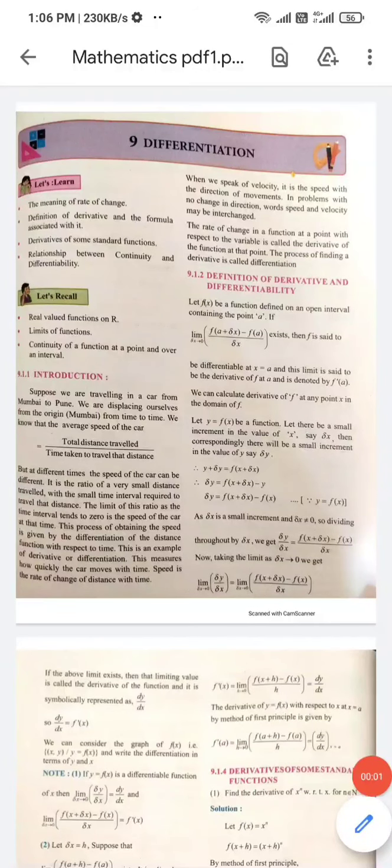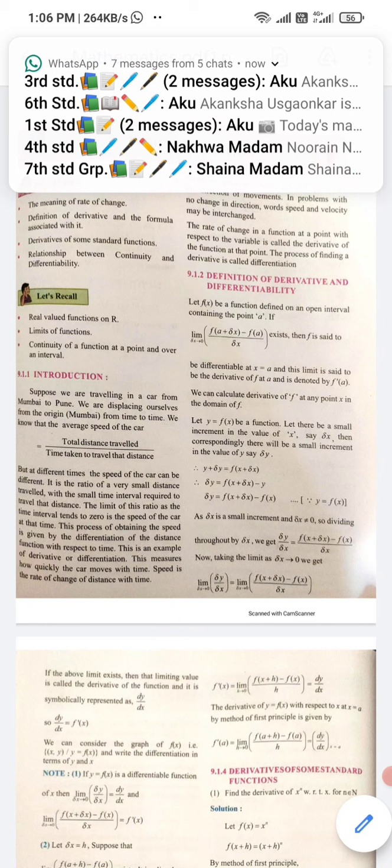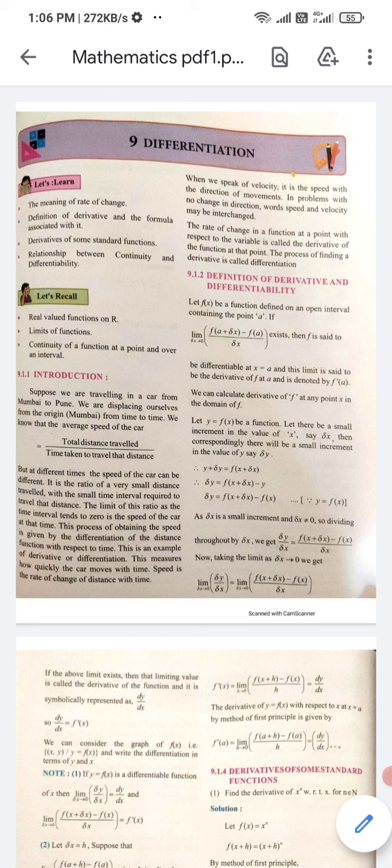Hello friends, today we are going to start from Maths and Statistics Part 2, lesson number differentiation. This is the important chapter for the point of 12th standard. This chapter carries 16 marks.